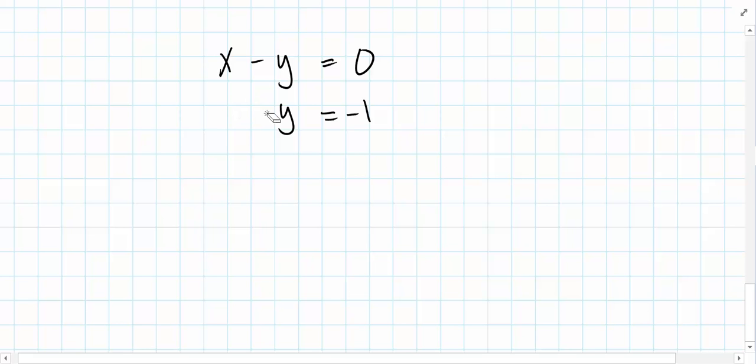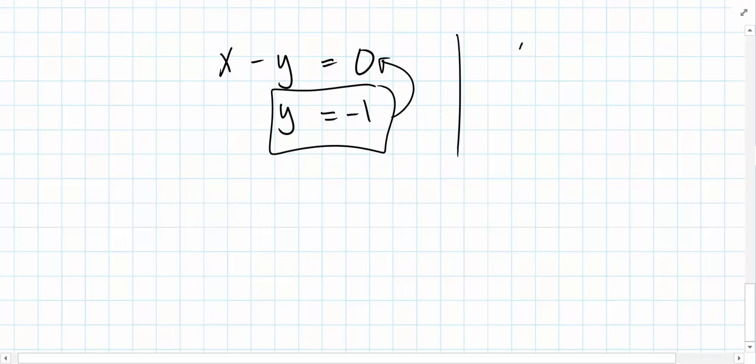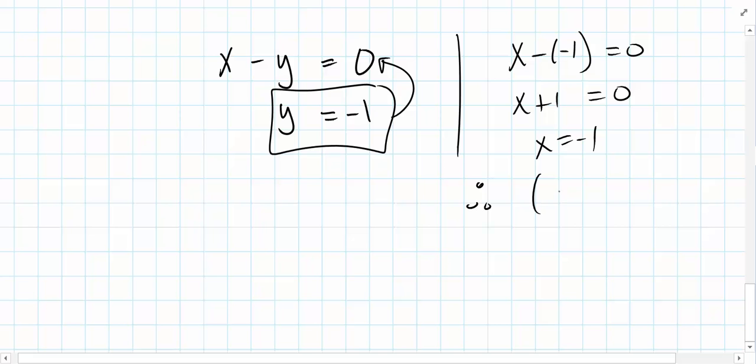Yes, it certainly is. So check this out. I have my staircase pattern going on. I have 1s in my leading coefficients, right? I am all good to go. So therefore, I can now use back substitution and get my answer. It says that x minus negative 1 has to be 0, so x plus 1 has to be 0, so x must be negative 1. Therefore, my answer is negative 1, comma, negative 1.